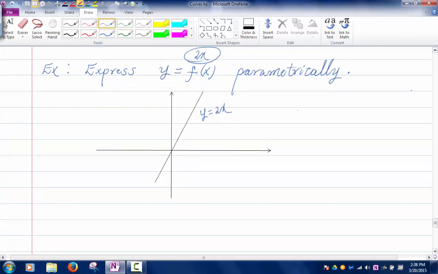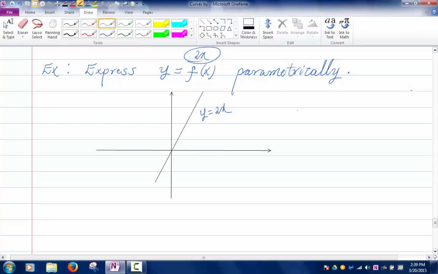Now I am asking you a different question. Now I am giving you a graph of a curve, and I am asking you to come up with parametric equations for that curve. Did my question make sense? I want you to express the graph of the function f of x equals 2x parametrically. That is, I want you to come up with a parametric curve C whose graph would be the line.